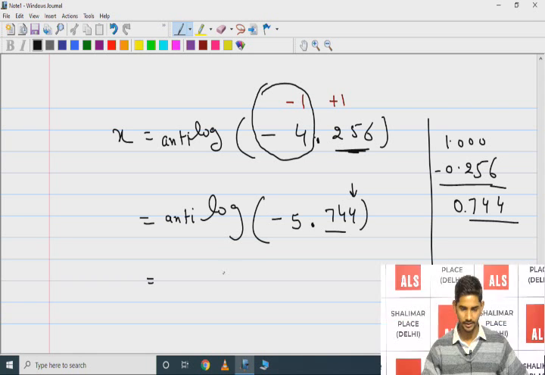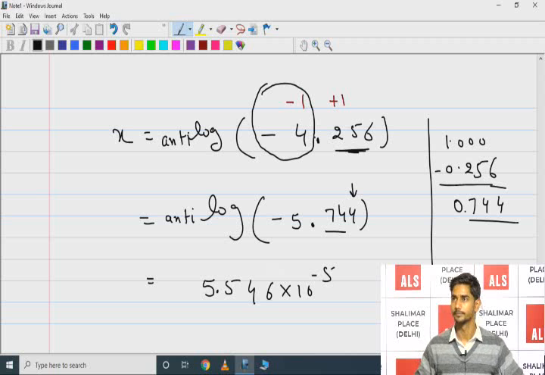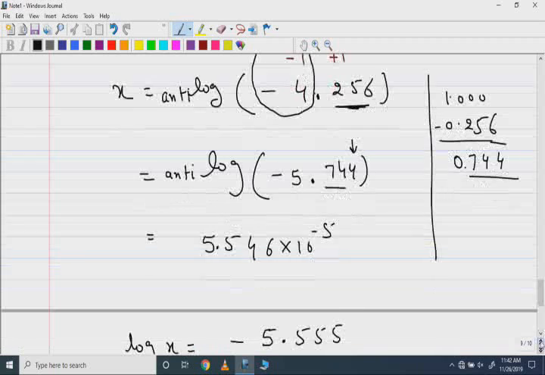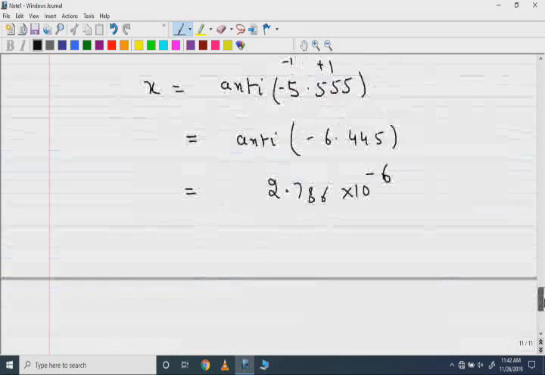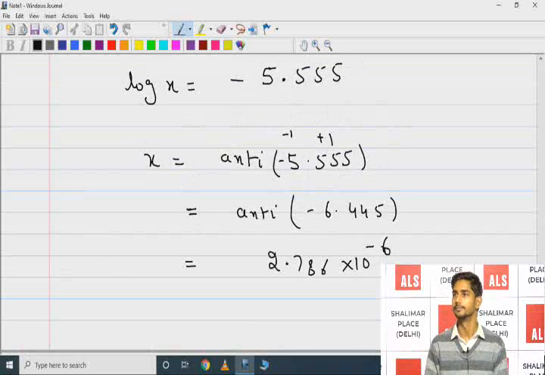Okay, so answer is 5546. Okay, so this is 10 to the power minus 5. Cool. This one will be the answer, guys. Please update your answer. And tell me, is this the correct answer? How many of you are getting the same answer? Raise your hand. Okay, and he has got this answer.